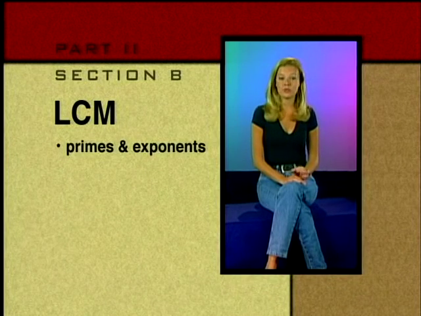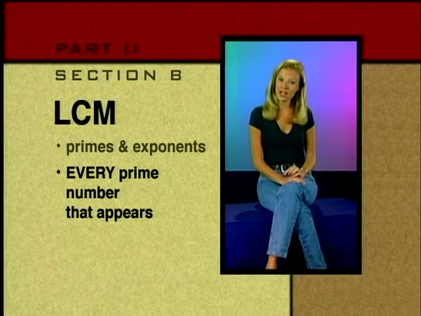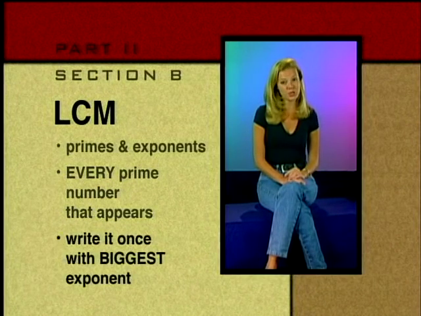This part is a little different from the greatest common factor. To represent the LCM with prime numbers and exponents, we need to take every prime number that appears as a prime factor and write it once with the biggest exponent that appears.